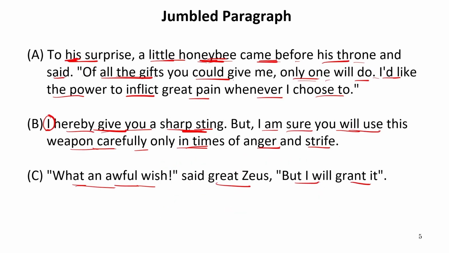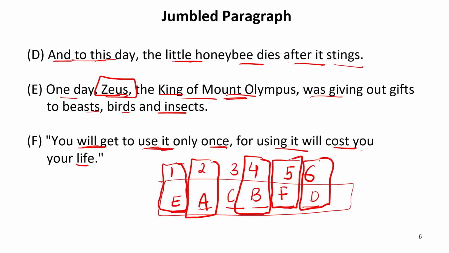After this we have C. "What an awful wish," said great Zeus, "but I will grant it. I hereby give you a sharp sting, but I am sure you will use this weapon carefully only in times of anger and strife. You will get to use it only once, for using it will cost you your life." And to this day, the little honeybee dies after it stings. So this is the entire sequence.